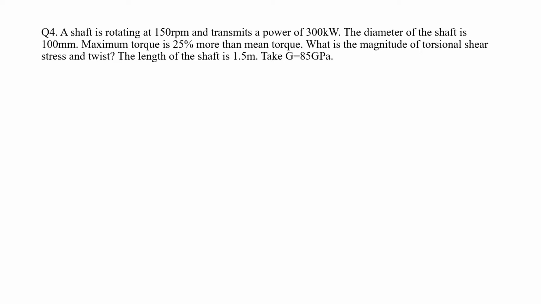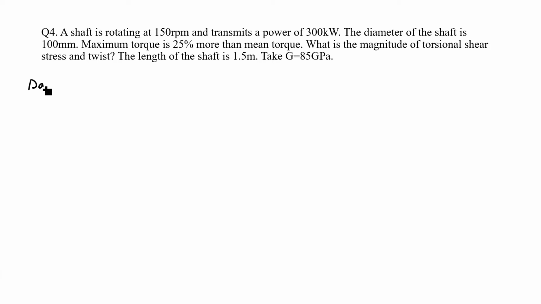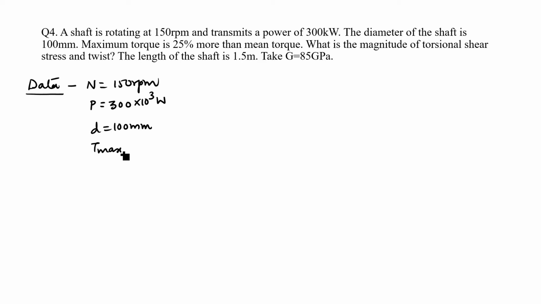Let's start. A shaft is rotating at 150 rpm. So the speed is given as 150 and it transmits a power P of 300 kilowatt, that is 300 into 10 raised to 3 watt. The diameter of the shaft is 100 mm, so D is given to me. Maximum torque T max is 25% more than the mean torque.